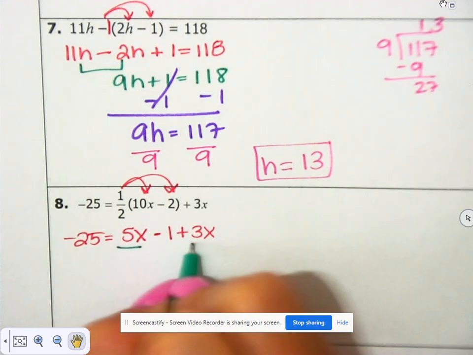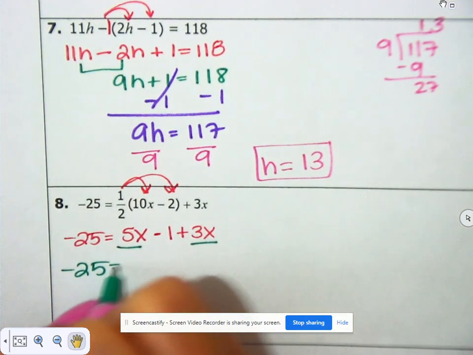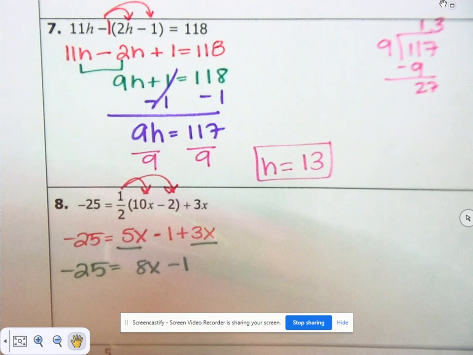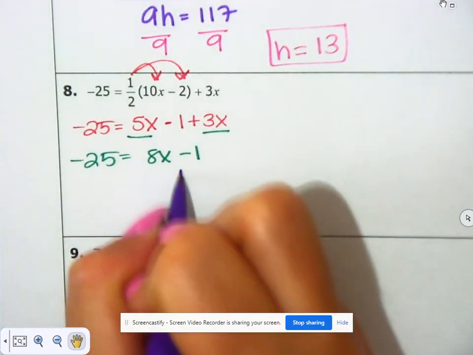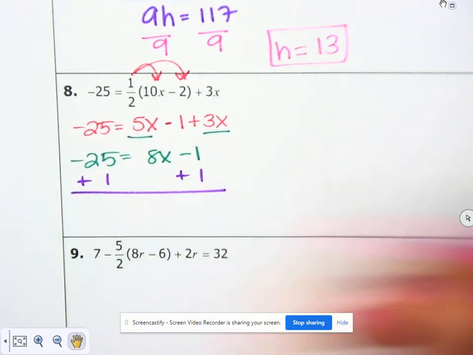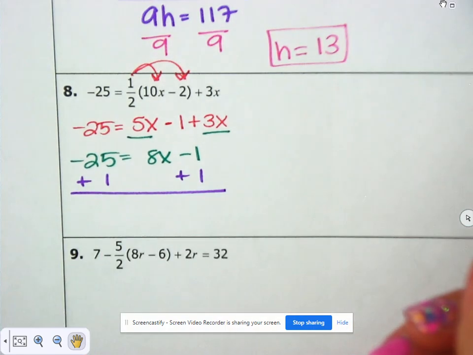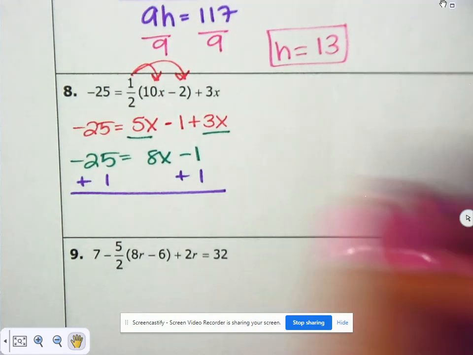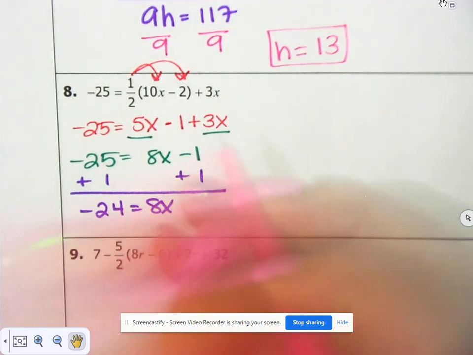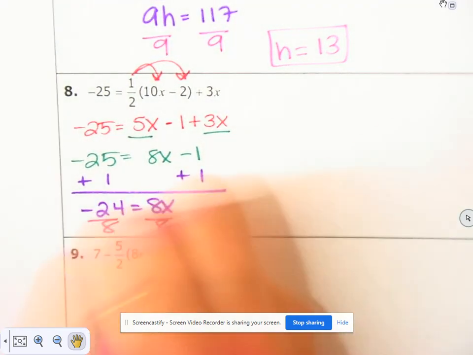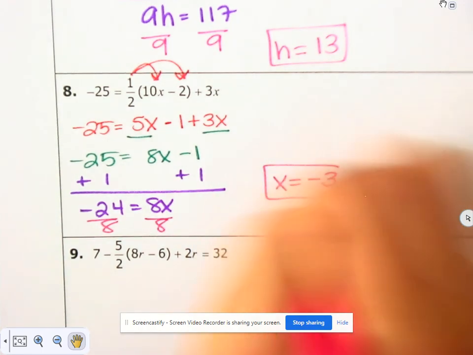Combine like terms, 5x plus 3x is 8x. And two-step equation. Add your 1. So negative 24 equals 8x, and then divide by 8, and x equals negative 3.